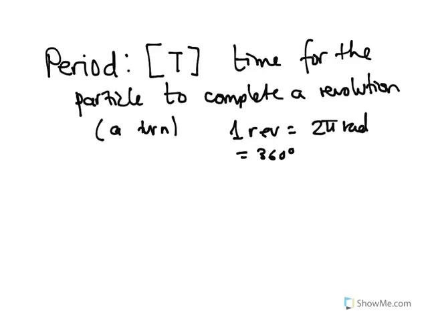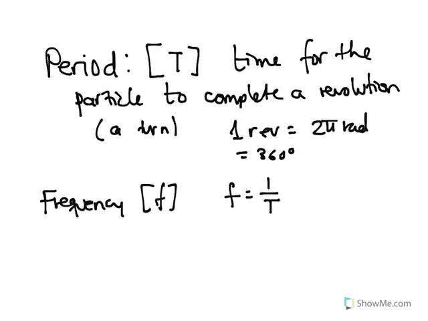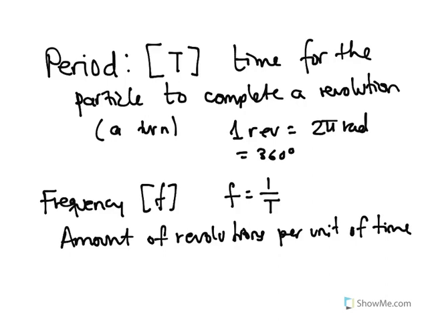Now the inverse of the period is called the frequency. This is denoted by the letter f, so frequency is 1 over the period, which means if the period is the time for the particle to complete a revolution, then the frequency is the amount of revolutions that it gives per unit time. And of course, the period, since this is a time, is given in seconds, while the frequency is given in 1 over seconds, which is, for instance, called hertz.